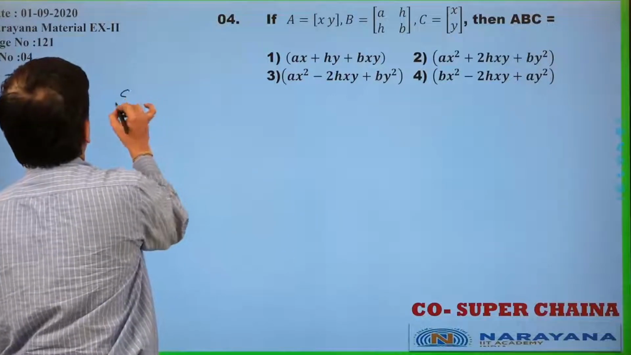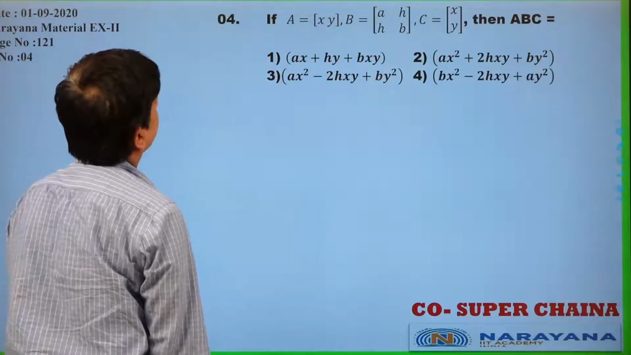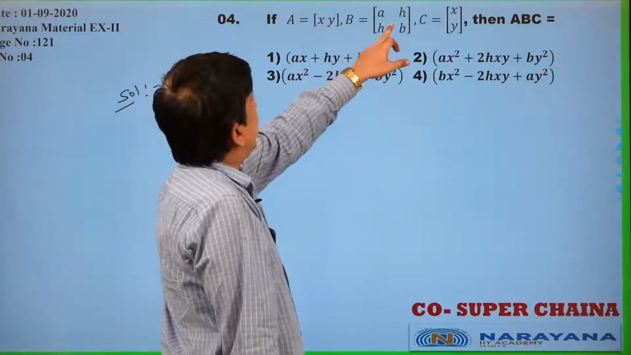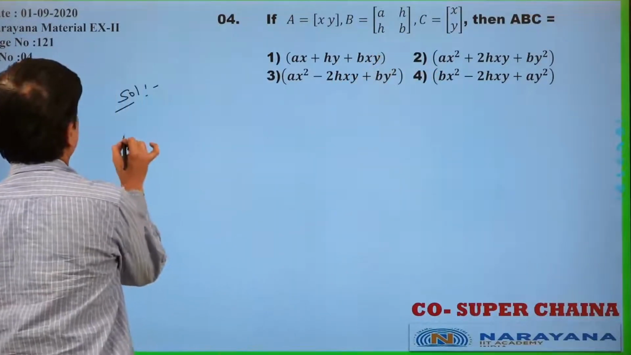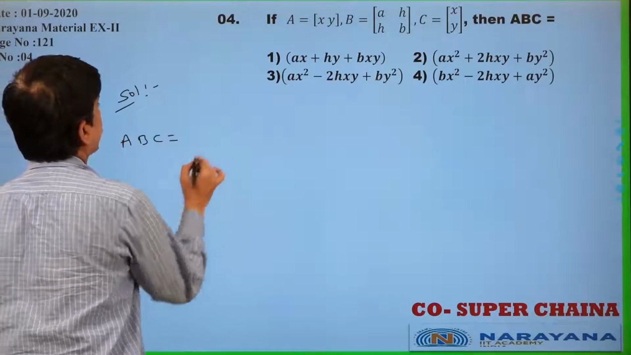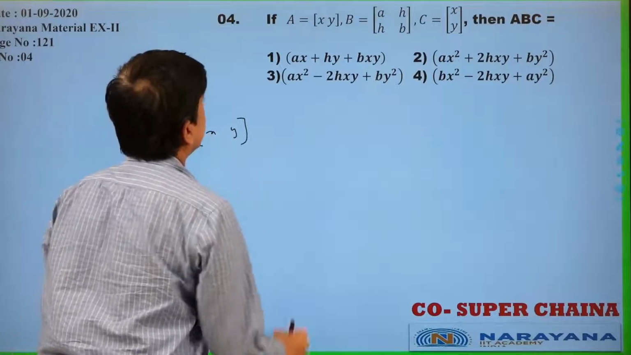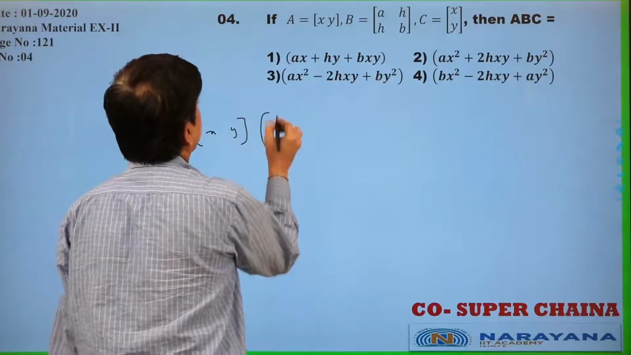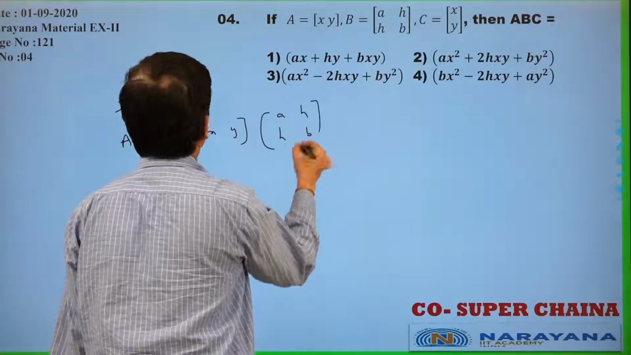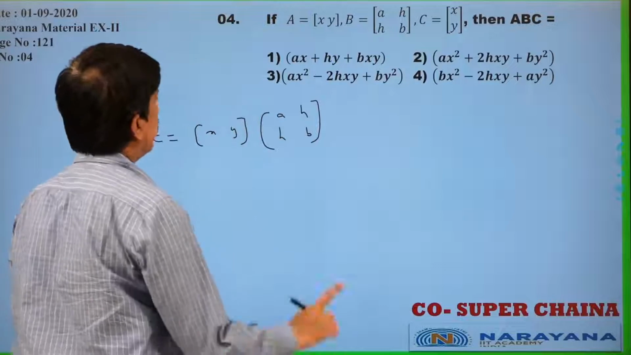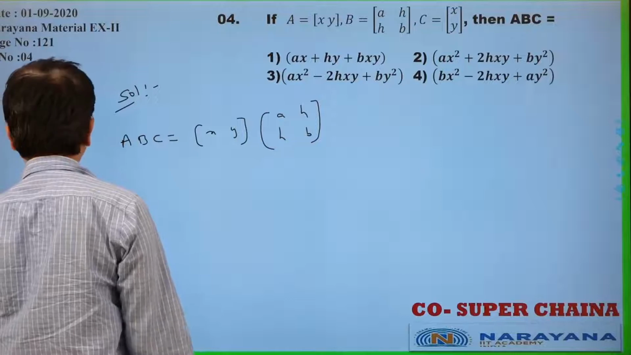Now, you see this problem. Capital A is the row matrix [x y], B is the matrix [a h; h b], and C is [x; y]. ABC is equal to what? What is A? [x y]. Is it clear? Now B is [a h; h b], and C is the column [x; y]. First of all, AB I will do.